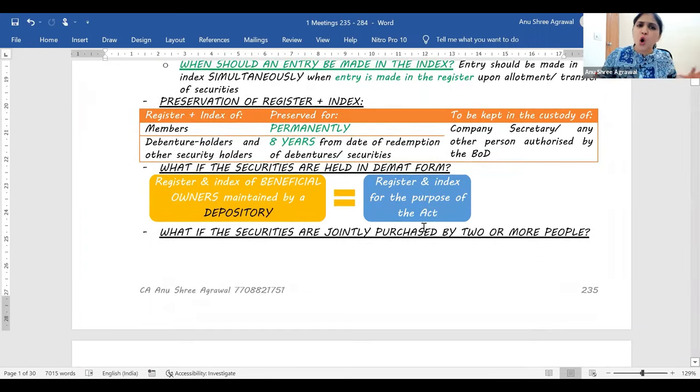Now, how long are we going to preserve this register? We're going to preserve the register of members permanently, but how long are we going to preserve the debenture holders register? For 8 years. But 8 years from when? 8 years, everybody remembers. But 8 years from when? 8 years from the date of redemption.